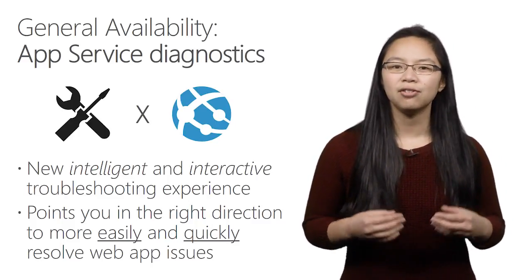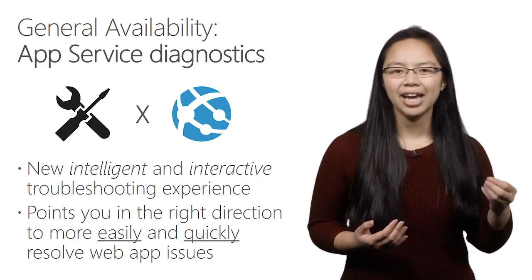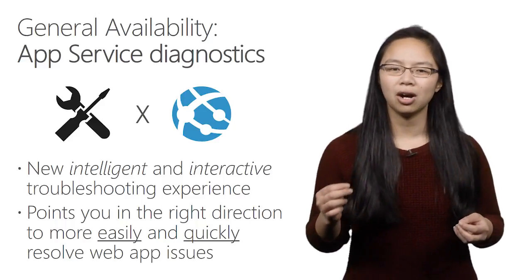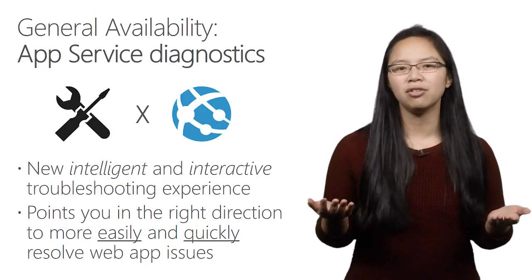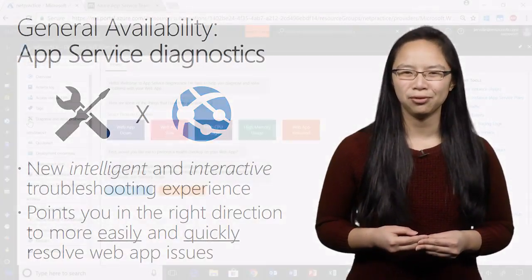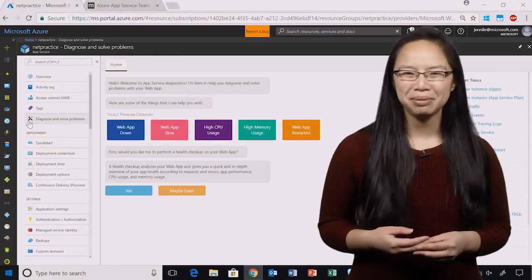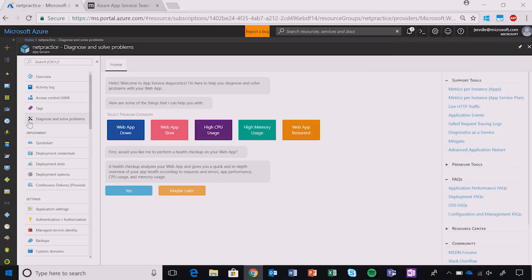We analyze a variety of different metrics to find out and point out what's wrong and guide you to the right information to troubleshoot and resolve your issues easier and quicker than before. Now, let me show you how it works. To open App Service Diagnostics, click on Diagnose and Solve Problems on the left-hand menu. Once on our home page, you have several options.